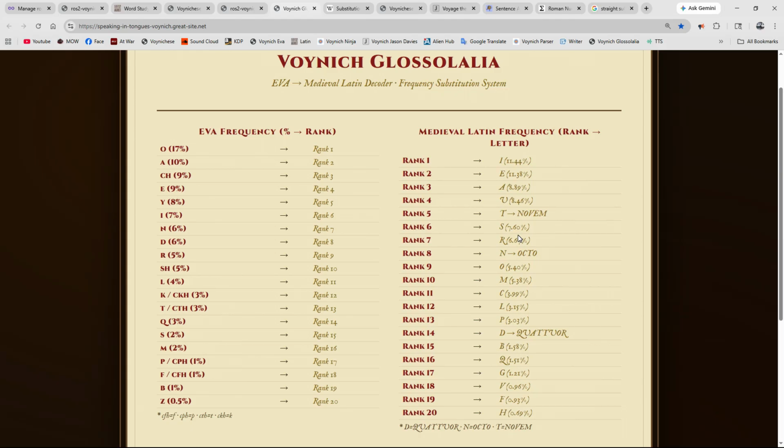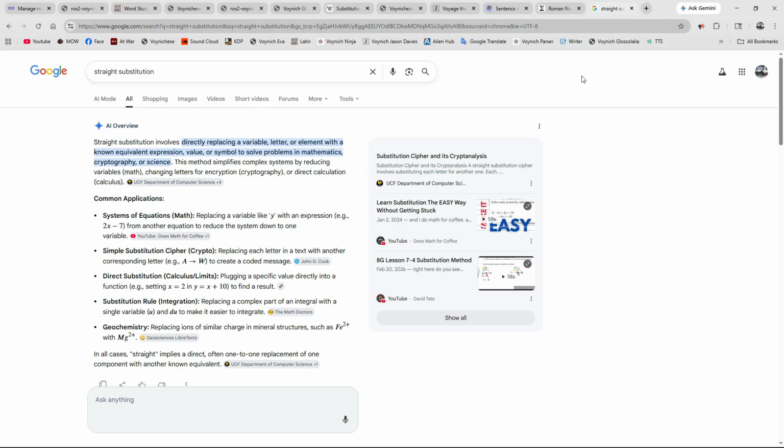I'm back today with more for the Voynich Manuscript. And today I'll be discussing my cipher. You can see on the screen the Eva frequency and the medieval Latin frequency, and why I chose Latin for substitution. It's basically a straight across substitution.